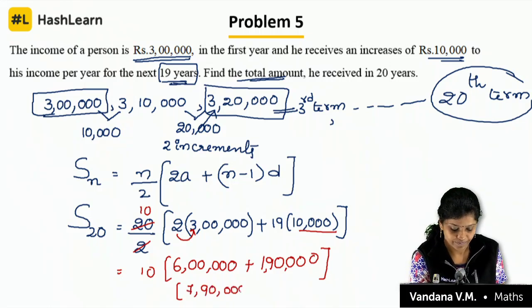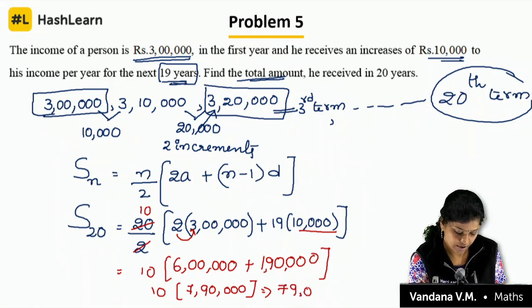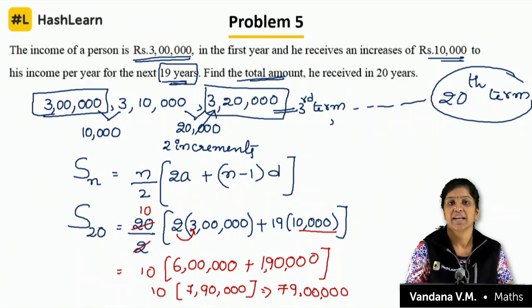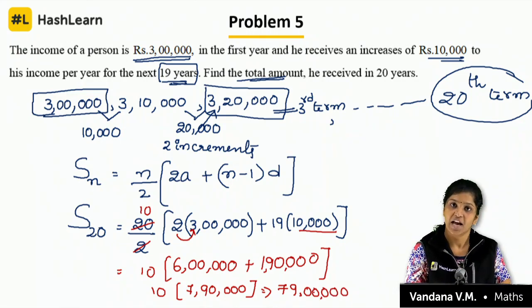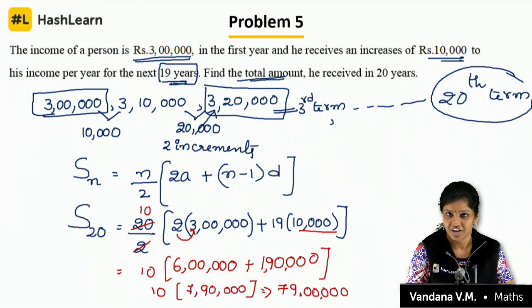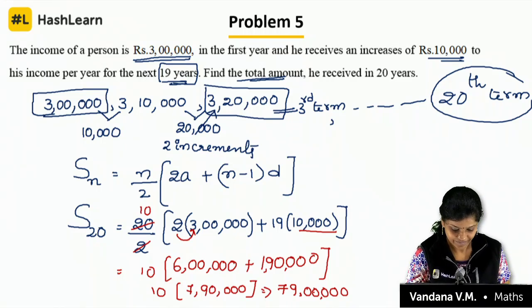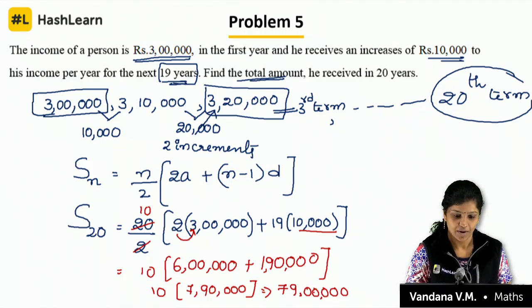7,90,000 into 10. That is one more 0 extra. So it is 79, with 5 zeros now. So he will get 79 lakhs after 20 years. Clear, children? Yes. Next problem.